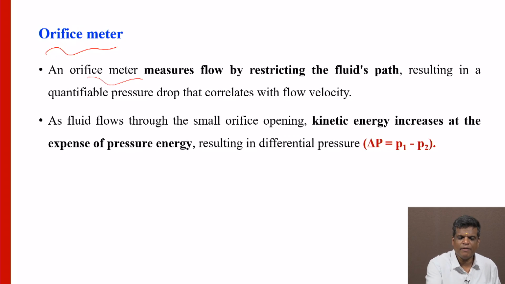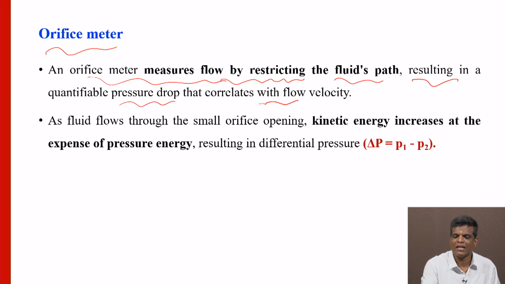The orifice meter measures the flow by restricting the fluid path, resulting finally in a measurable pressure drop that correlates with the velocity. So, pressure is related to velocity. From the pressure drop, the flow velocity will be obtained.